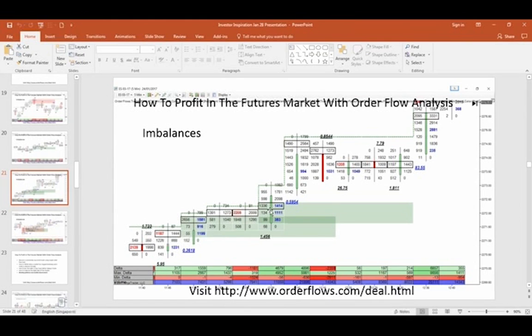Buyers are just dominating this market. They grab the market by the neck, and everyone is jumping in and running in: take my money, I can't buy enough S&Ps, and we're screaming higher. This is the information that order flow is going to give you.